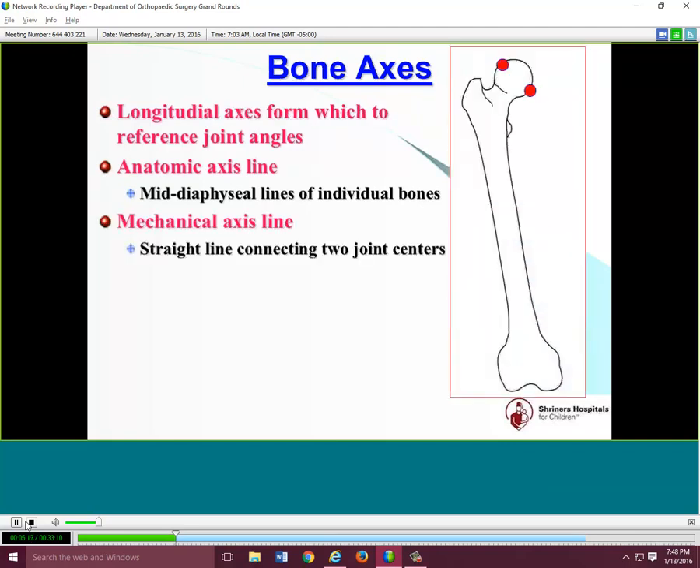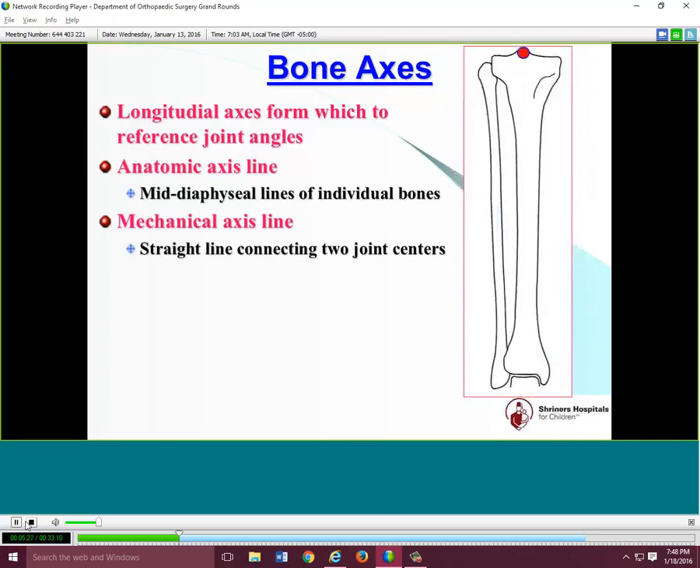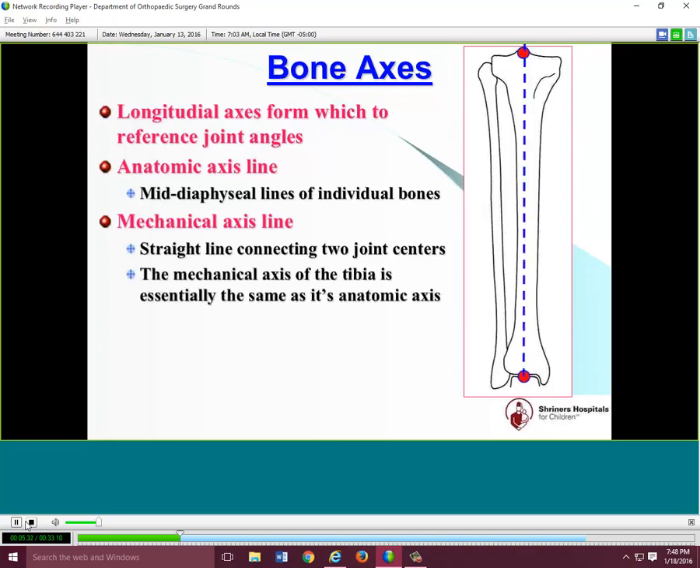Mechanical axis is a little different. So you just take the middle of the femoral head, the middle of the knee, and you draw a line through that, and that's the mechanical axis. Tibia, we're going to do the same thing, just middle of the knee, middle of the ankle, and a line through that. And what you'll find is that the tibial mechanical axis is just about the same as the anatomic axis. So the two of those are pretty interchangeable.